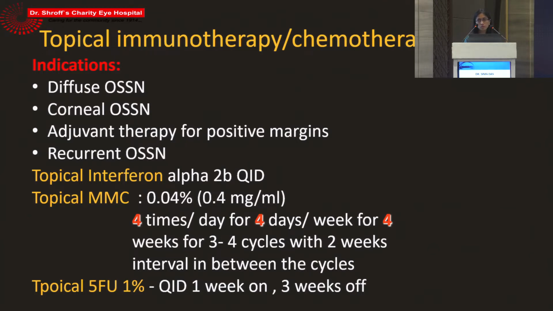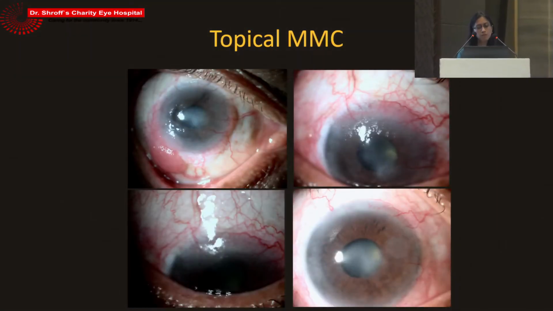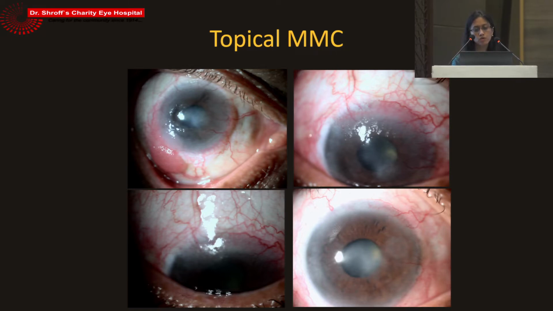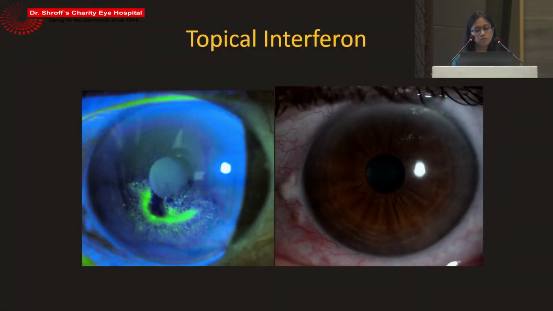Interferon came in between and showed a very good response without the side effects which are typical of mitomycin C, and now 5-FU has also been found to be a little more effective than interferon with a lesser side effect profile than mitomycin C. This is one of the patients with involvement of almost 10 clock hours of the cornea, which cleared up significantly with just topical mitomycin C, leaving behind a clear cornea without too much scarring. The same gentleman that we see had the cornea totally cleared up after interferon.